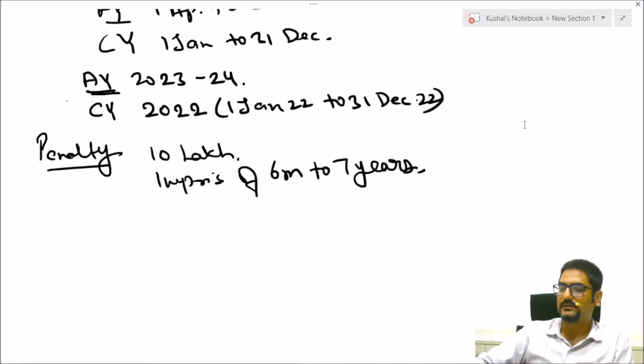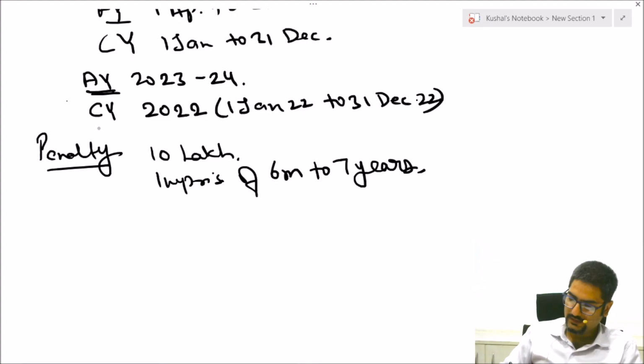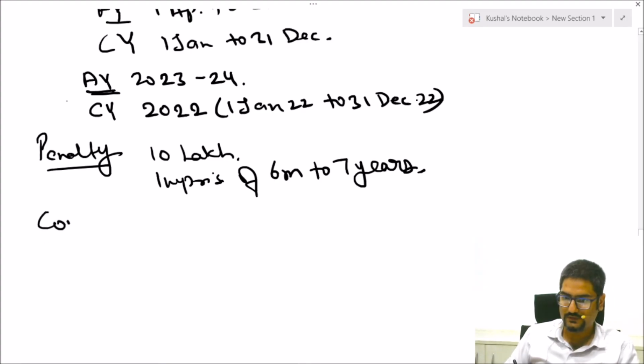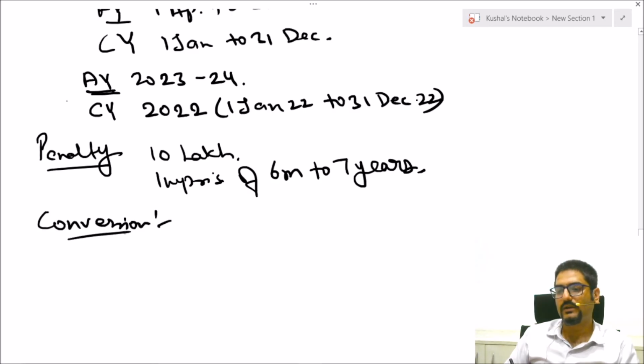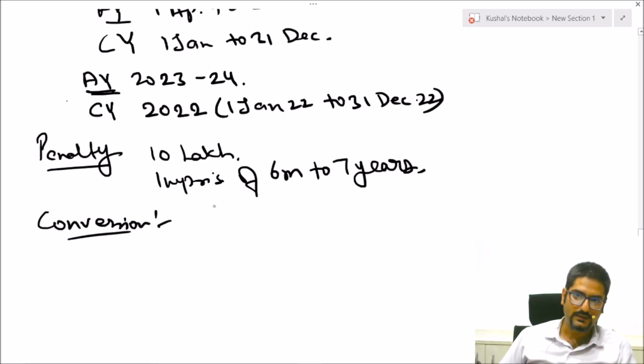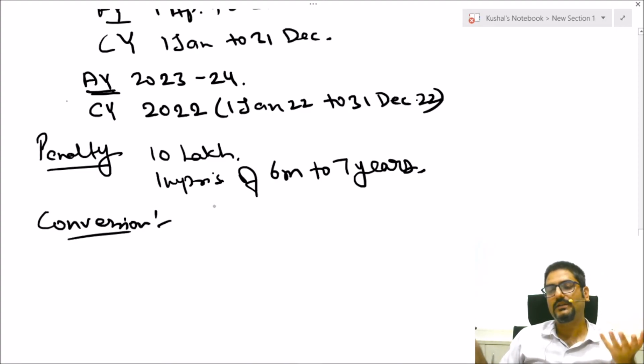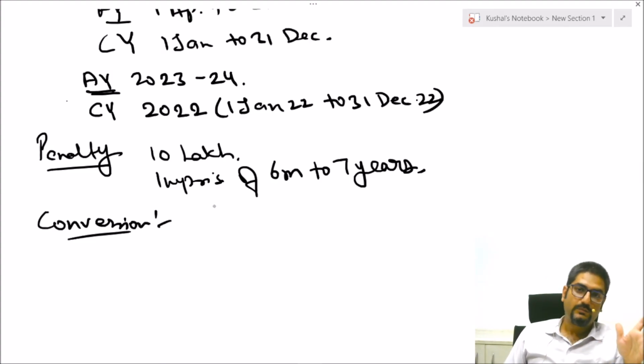Now, the last point for discussion is the conversion rate, the conversion scenario. Because it is implied that the foreign assets must be in foreign currency, and your foreign income must also be in foreign currency, credited in your bank account in the foreign currency itself, but the entire income tax return data is reported in INR, meaning Indian rupees. So you need to convert the value of your foreign assets as well as your foreign income into INR.